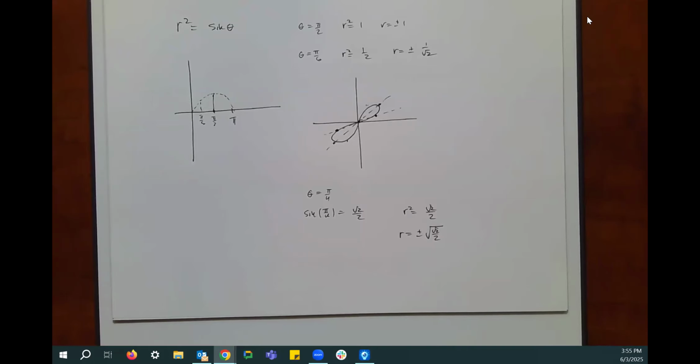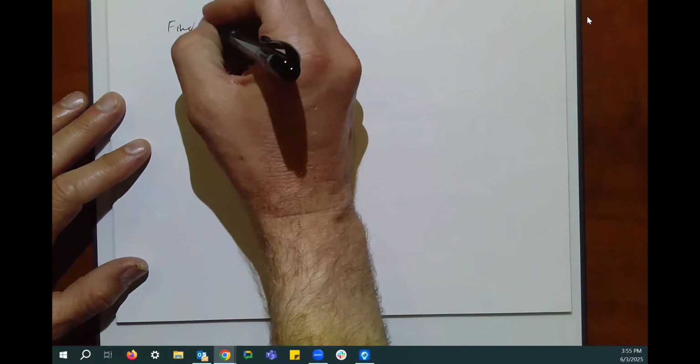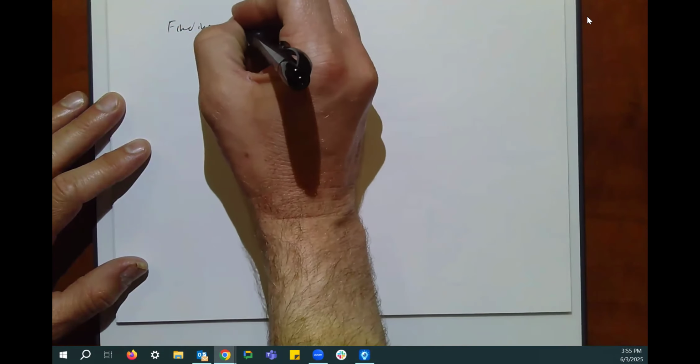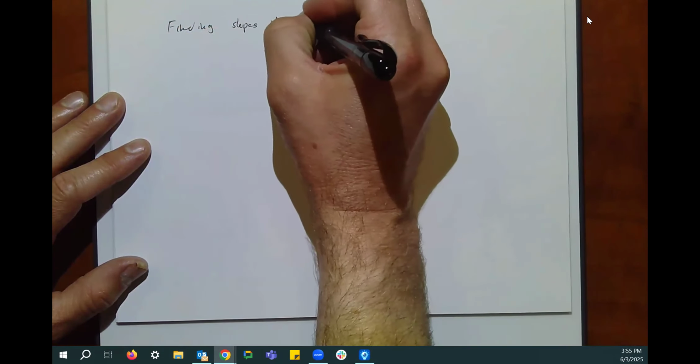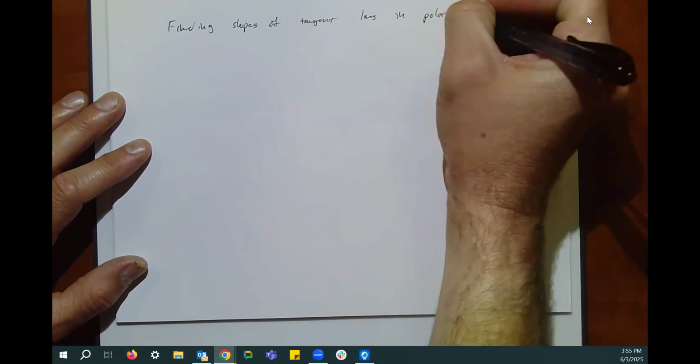Okay, there is one last thing. Finding the slope in polar coordinates. So, finding slopes of tangent lines in polar coordinates.